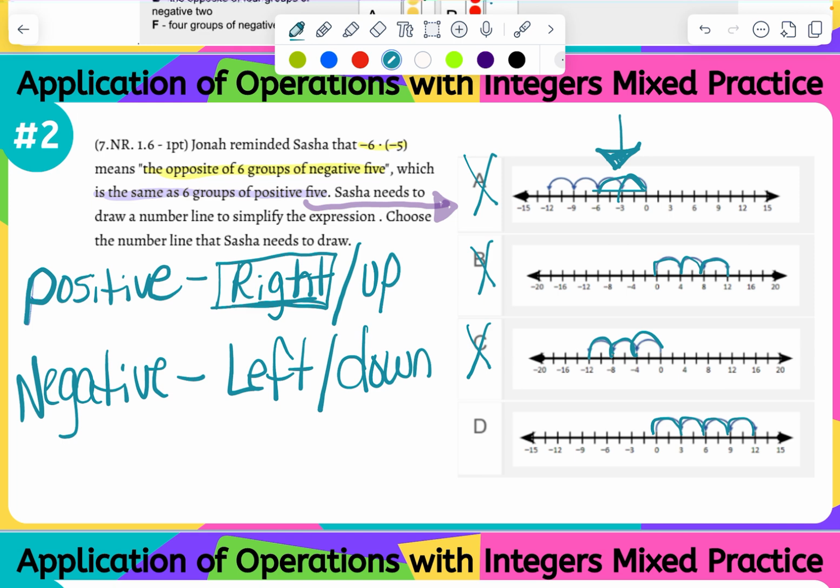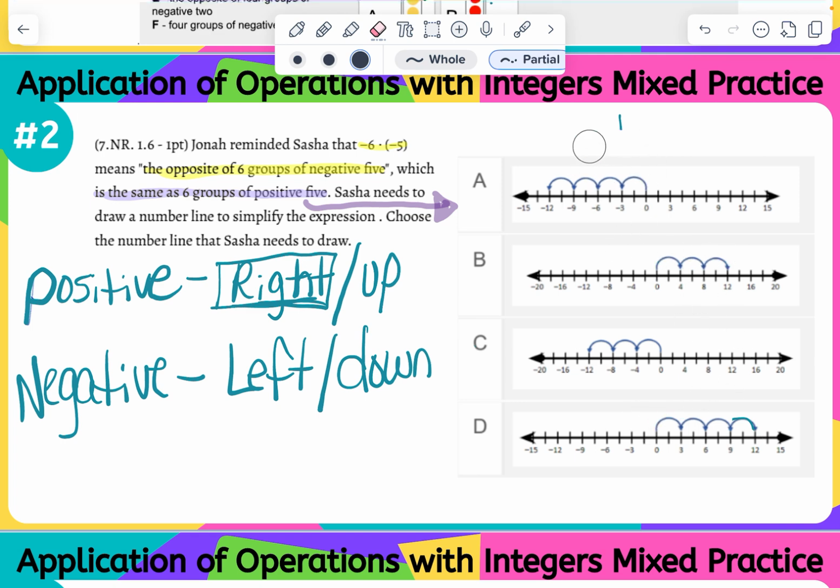6 groups of positive 5. Uh-oh, y'all. Let's back that bus up. Ms. Bosworth didn't look close enough. Look at this. All right, so hang on a minute. Hang on. Let's back this up and look at it.